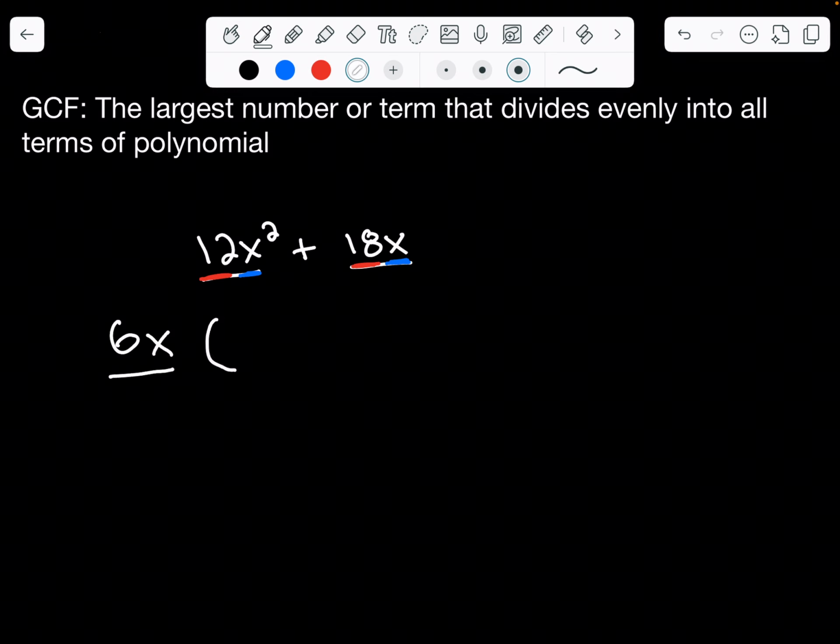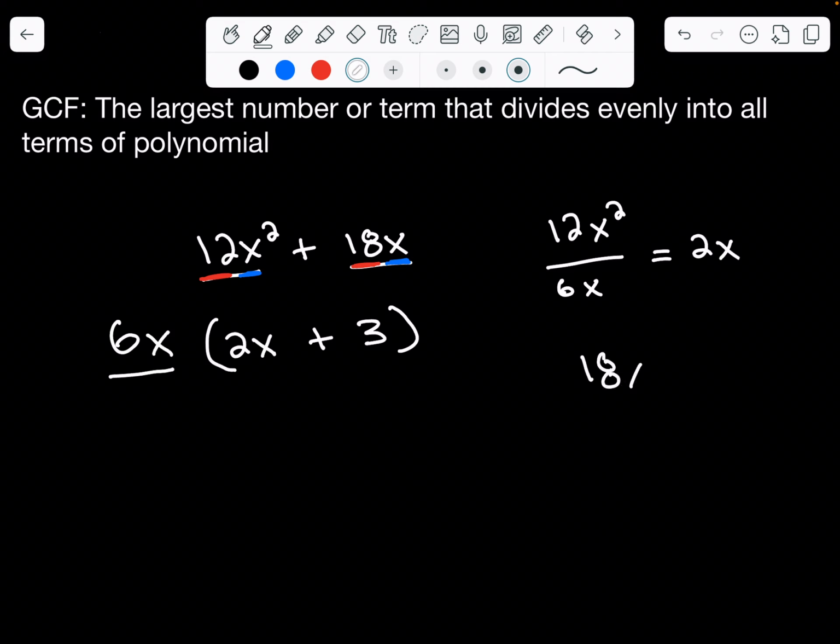So 12x squared divided by 6x is 2x. 18x divided by 6x is 3. And if you need help visualizing this, let's just write it over here. Well, 12 divided by 6 is equal to 2. And then we have 2 x's on top and 1 x on the bottom. So using our exponent properties, we cancel out one of the x's, or we subtract x squared minus x to the first. So we're just left with x.